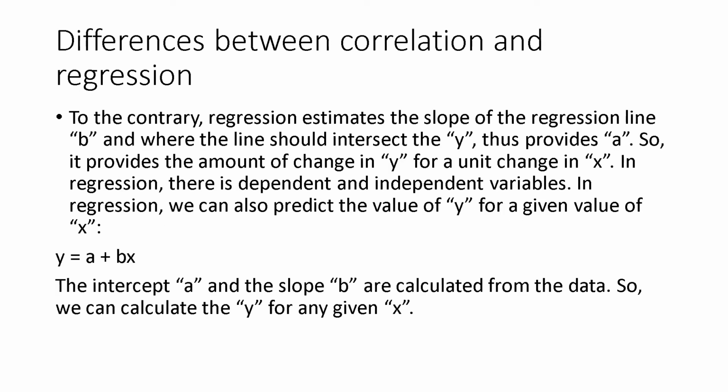To the contrary, regression estimates the slope of the regression line, the beta, and also the intercept, alpha. So it provides the amount of change in y for a 1 unit change in x. This is not provided by the correlation. In regression, there is a dependent and independent variable. We can also predict the value of y for a given value of x using the formula below, y equals alpha plus beta x. So we can calculate the y for any given x.